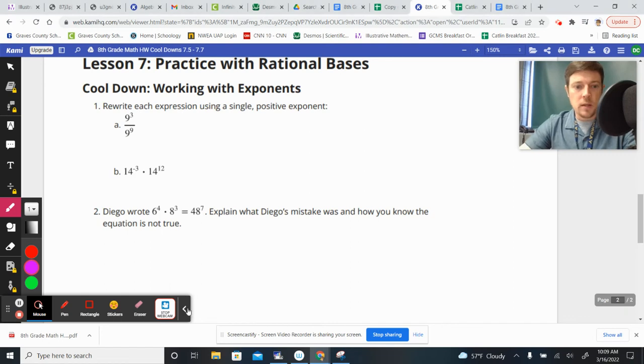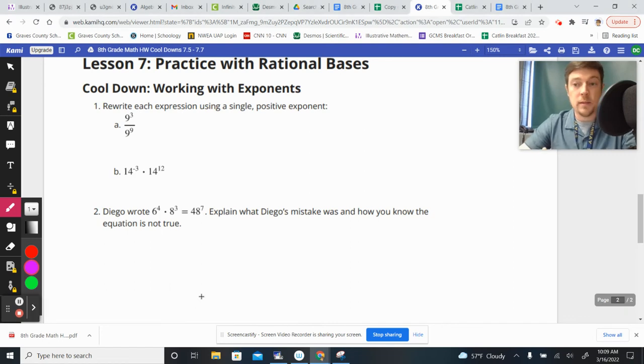All right. Hey guys, Catlin here with your help for the last lesson of the week, lesson 7 in Unit 7. We're looking at exponents and we're just getting a little more practice with them when the bases are rational numbers. So we're seeing fractions, we're seeing decimals. How do we handle that? Just some practice with it.